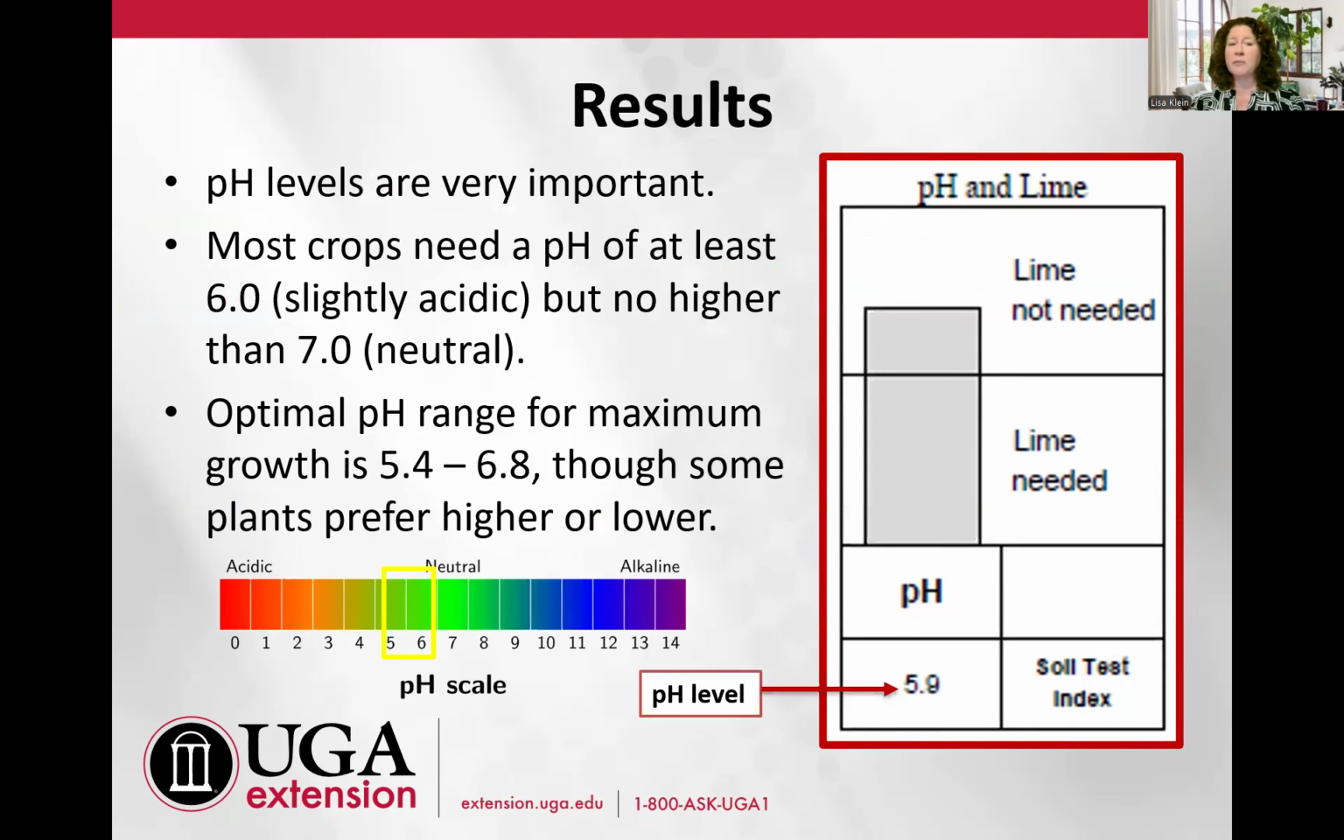Again, pH levels are important. You want to keep it neutral or below. Optimal range, again, 5.4 to 6.8. The lower pH is probably blueberries or azaleas or rhododendrons or gardenias, something that's acid loving.